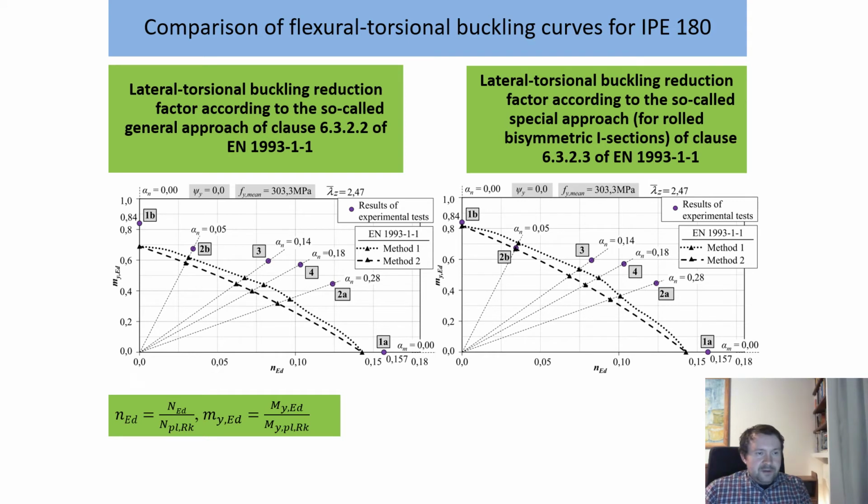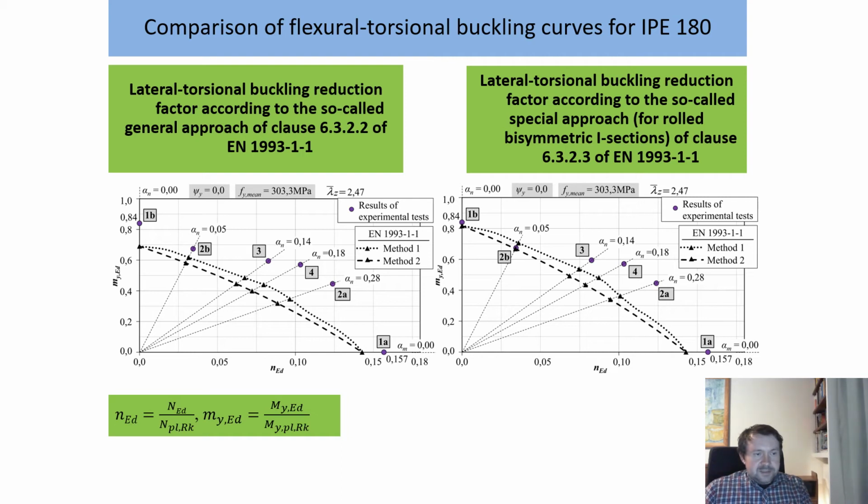At the end, the figures present the comparison of experimental results and results from Eurocode's interaction equations according to methods 1 and 2, where the lateral torsional buckling reduction factor was calculated according to the so-called general approach and according to the special approach for rolled bisymmetric I-sections. Instead of the nominal value of yield strength, the mean value is taken for comparison of the results.